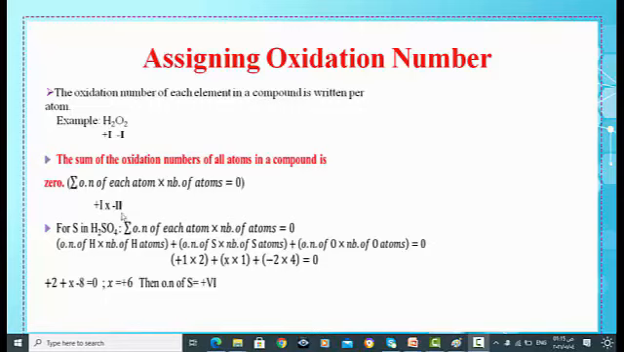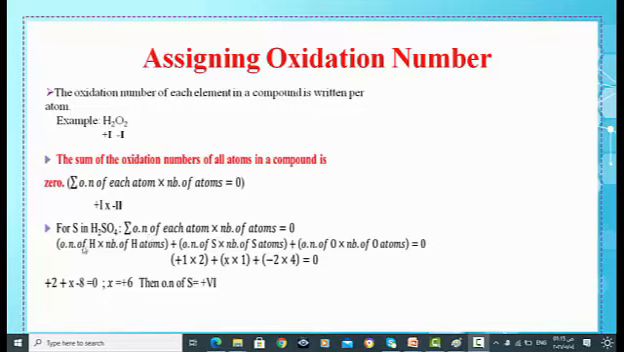And we also know that the oxidation number of oxygen is -2. But we don't know anything about the oxidation number of sulfur, so we denote it by X. In order to determine X, we say that the sum of oxidation numbers of each atom multiplied by the number of atoms of this atom is equal to 0.